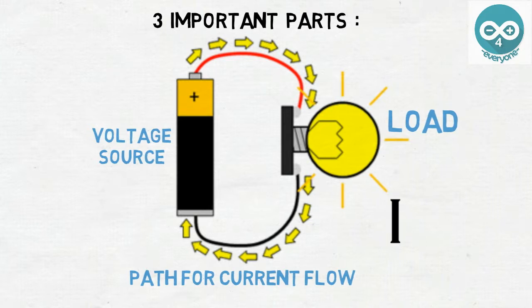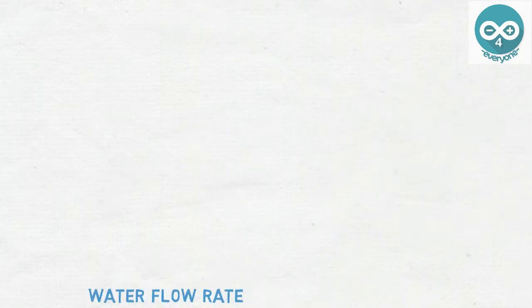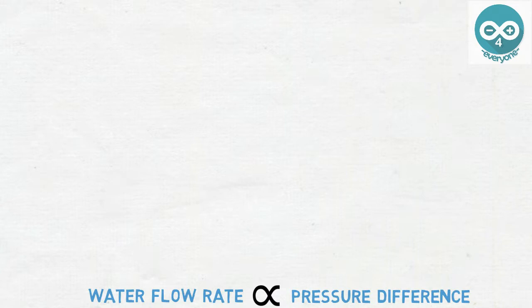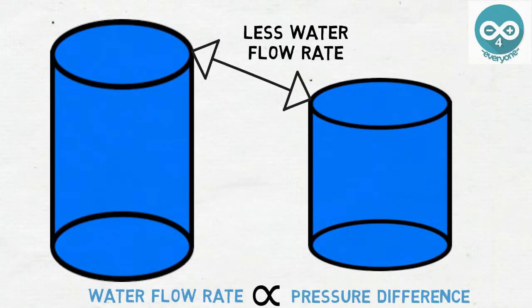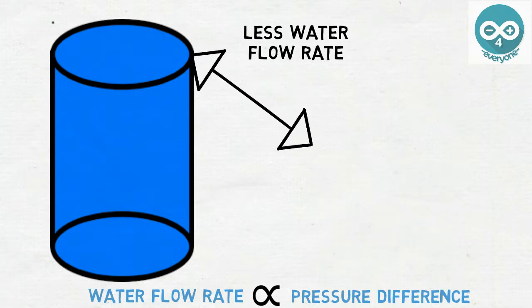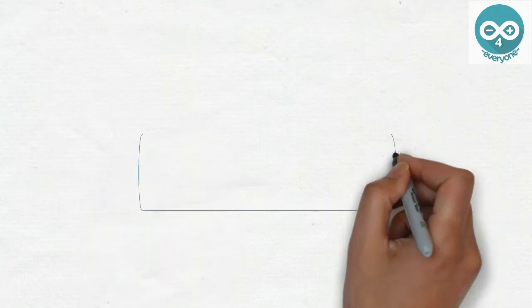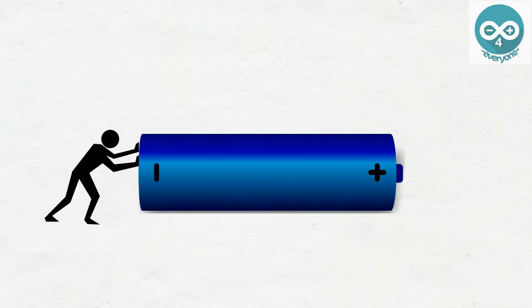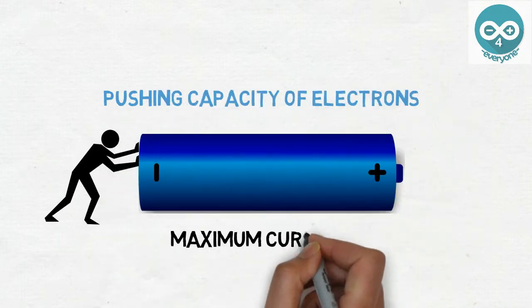For any circuit, the current flowing in the circuit I is directly proportional to the voltage V. Like in our water logic, the water flow is directly proportional to the pressure difference in 2 tanks. Like in this case, the pressure difference is less, so a lower water flow rate would be there. And now the pressure difference is more, so a higher water flow rate would be there. Likewise, every voltage source like a battery has a fixed capacity of how many electrons it can push, that is, the maximum current that it can provide.